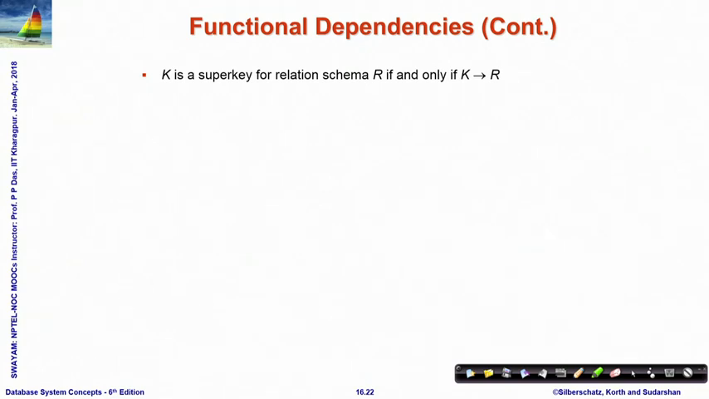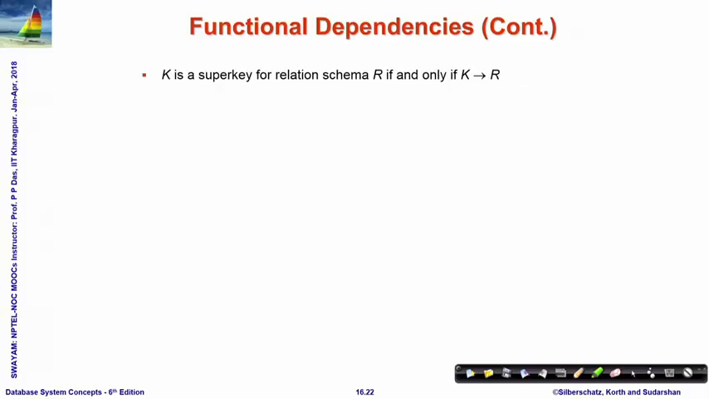So, given this definition of functional dependency, now we can have a formal definition of what a super key is. A super key is naturally a subset of attributes which functionally determines the whole set. And a candidate key is a super key which is minimal.